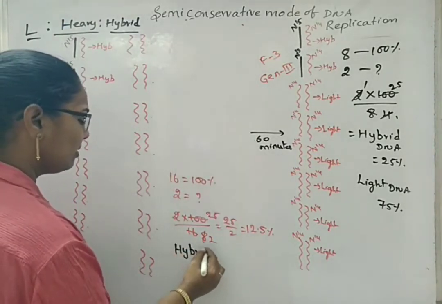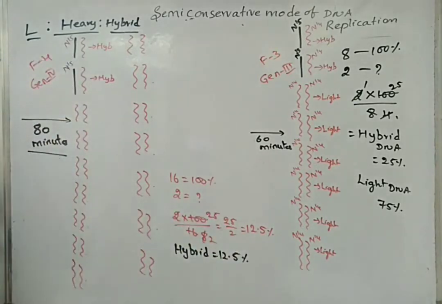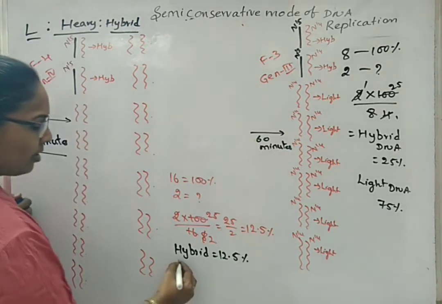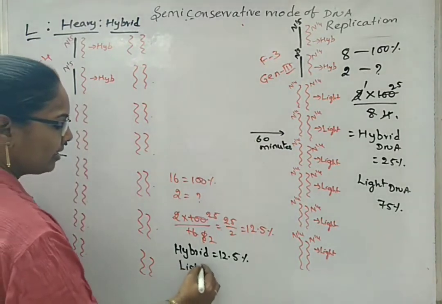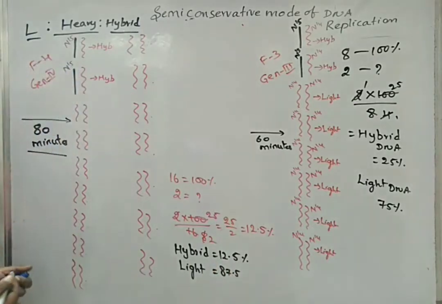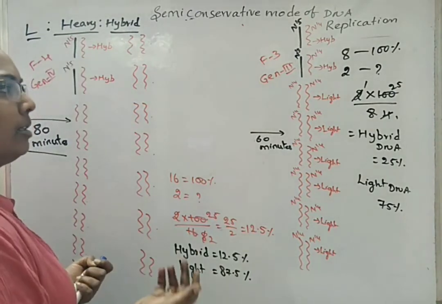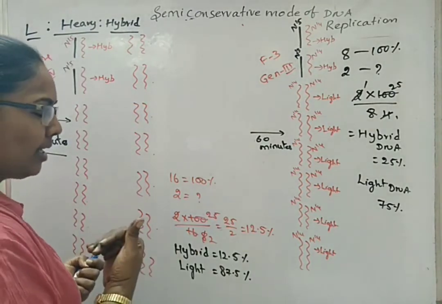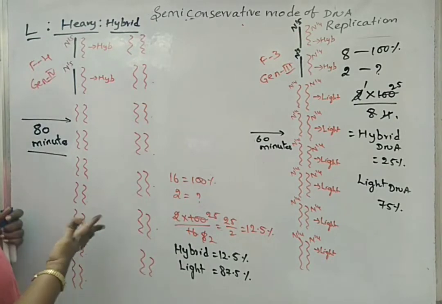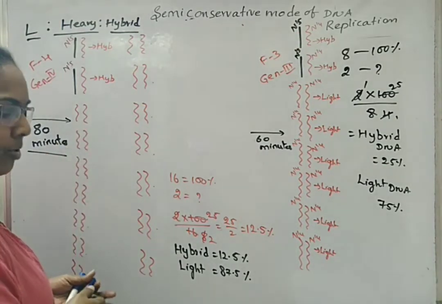Hybrid DNA is 12.5% after 80 minutes. All the remaining constituents, that is the light DNA strands, are 87.5%, the remaining one out of 100%. In this way, we can do the same after 100 minutes. What is the percentage of hybrid and light DNA strands there?